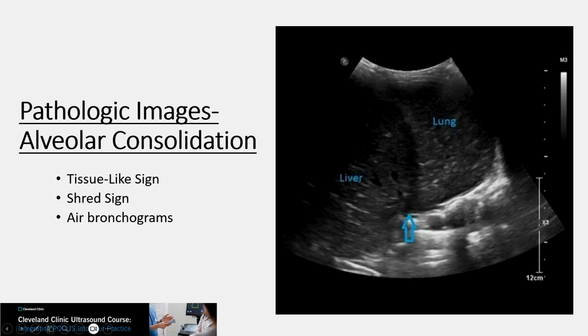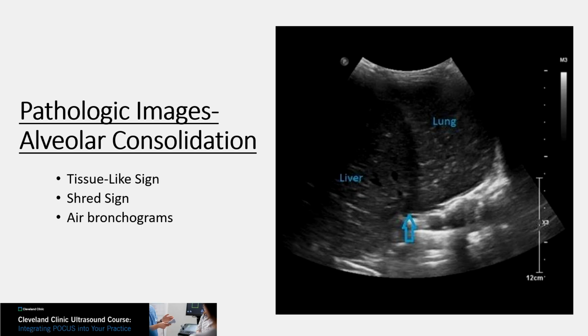Other pathologic images include alveolar consolidation, which includes a tissue-like sign, which can be seen here in the image on the right. This is where the lung mirrors or looks like a solid organ, such as the liver. This is indicative of alveolar consolidation, such as pneumonia or atelectasis.